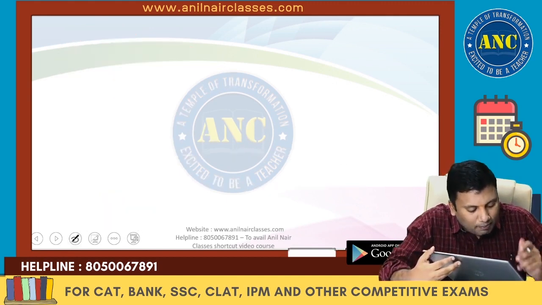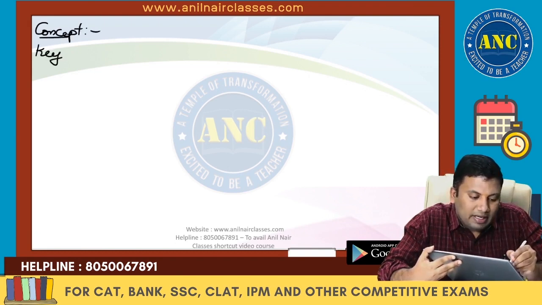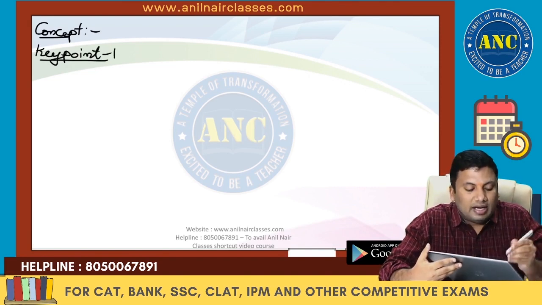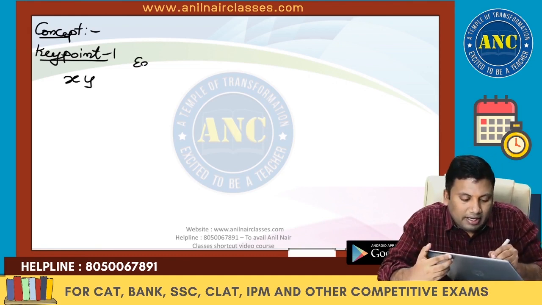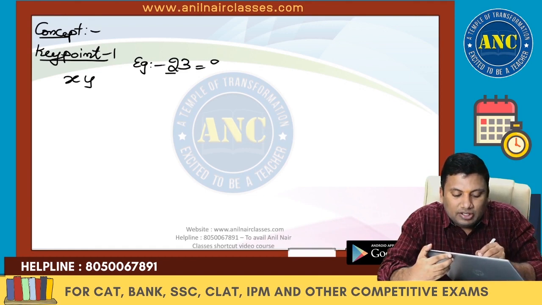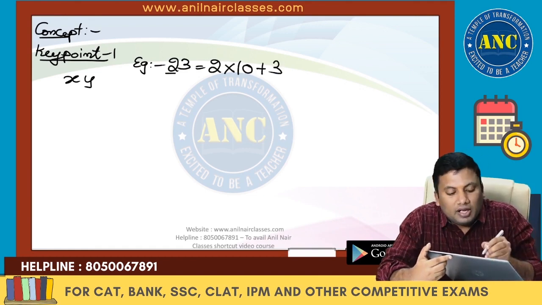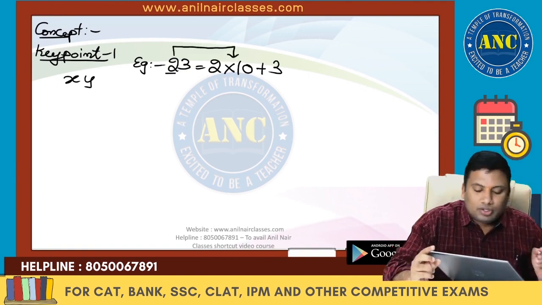Suppose for example, let me take key point 1. Suppose there is a 2-digit number xy. For example, it is 23. 2 is there in tens place. So it is called as 2 into 10 plus 3. Because 2 is there in tens place, the value of 2 became 2 into 10.